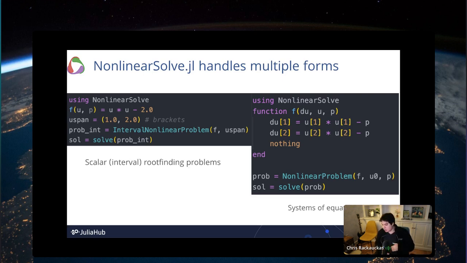But with NonlinearSolve, instead of having differences between ODEs and SDEs, in this case, we have different forms of root finding equations, right? So one form of a root finding equation is the interval root finding problem. So we express this as an interval nonlinear problem, right? So we have different problem types for the different cases that can show up. And the interval one says, okay, between u being 1.0 and 2.0, the solution to f of u should be equal to 0 within here, right?